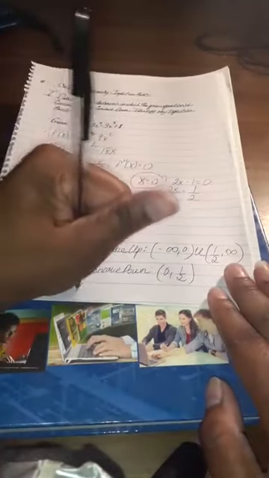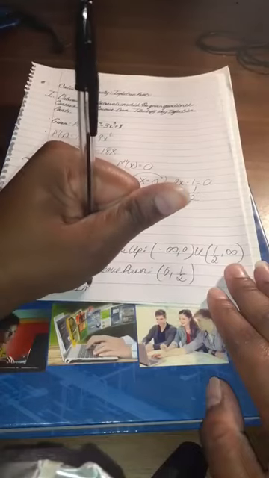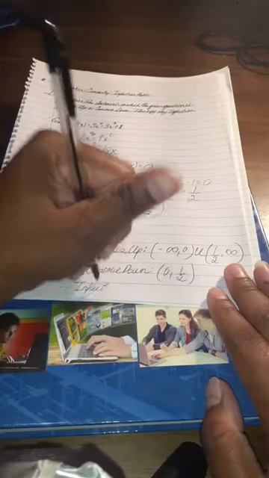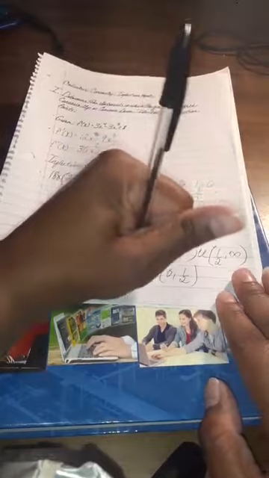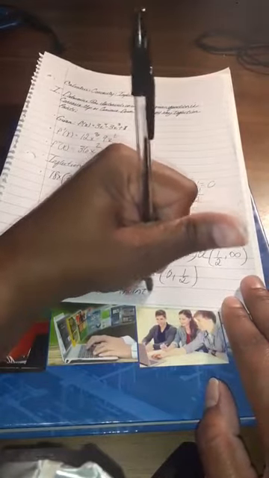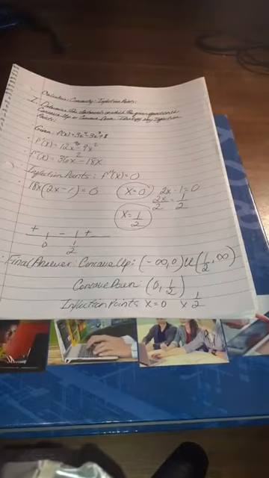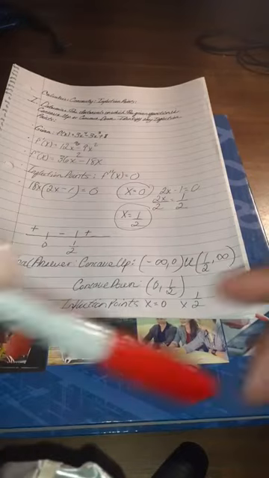And we've already identified the inflection points. Our inflection points are going to be x is equal to 0 and x is equal to 1/2. And that's your answer.